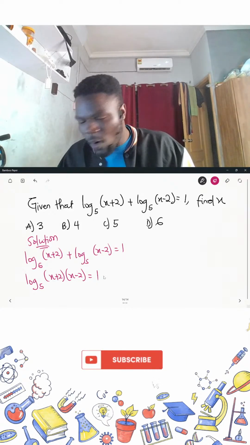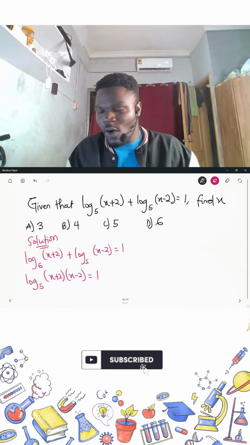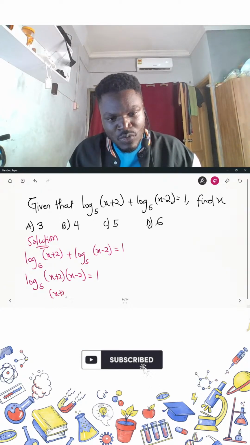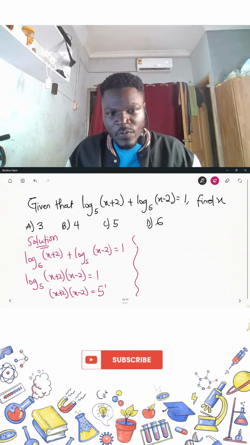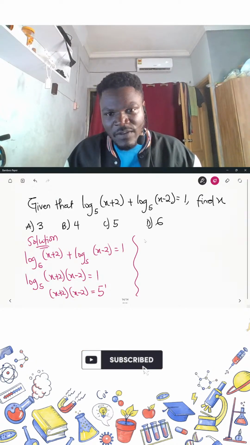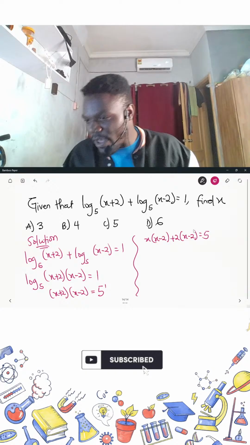Now, to get rid of the log base 5 over here, the 5 here will come and carry the 1 as its power. So we'll have here x plus 2 times x minus 2 is equal to 5 raised to the power 1. And so from here, let me expand this bracket. So I'll bring x outside first. So I have x into bracket x minus 2, then plus 2 into bracket x minus 2, and this is equal to 5.